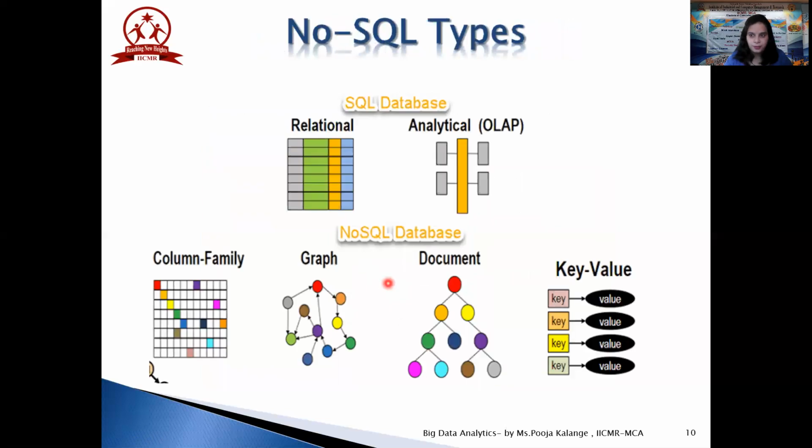Now we will see the most important part. What are the NoSQL types? Okay. As I told you, NoSQL stands for non-relational database. As I told you, SQL database is relational. OLAP is also one of the relational databases. We have already studied this in data warehousing and data mining. So now we will see the NoSQL database types. There are basically four types of NoSQL. We have column family, then graph, then document, and then key value pair. Okay, so let us see these types one by one.